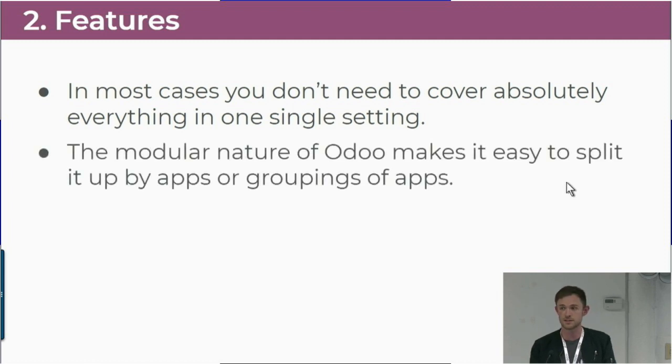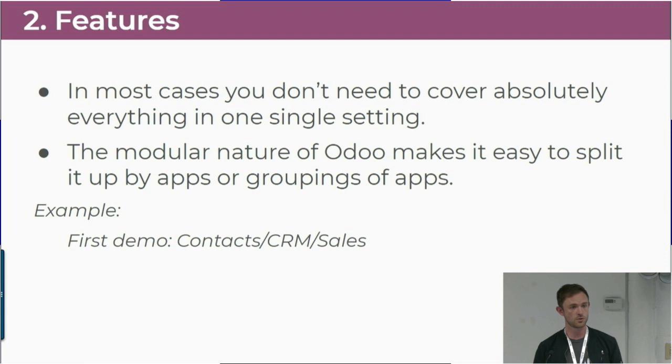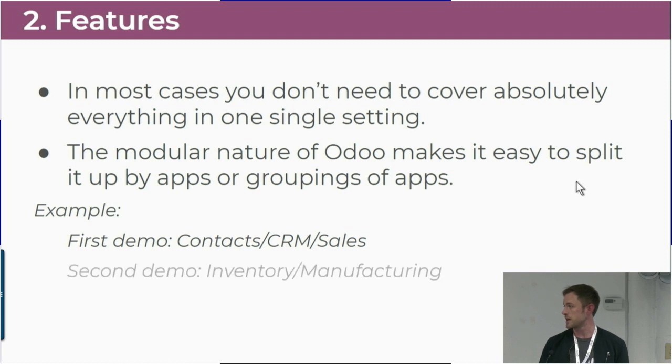That is unnecessary. And the cool thing about Odoo is since it's modular, it makes it really easy to split it up by apps or by groupings of apps. So in other words, you could do a first demo where it's all about contacts, CRM, and sales. Those are kind of related. And that maybe lasts 45 minutes with some questions at the end. And then you schedule another demo, ideally soon, like the next day if you can, on inventory and manufacturing. This is just an example, and we strongly recommend that.